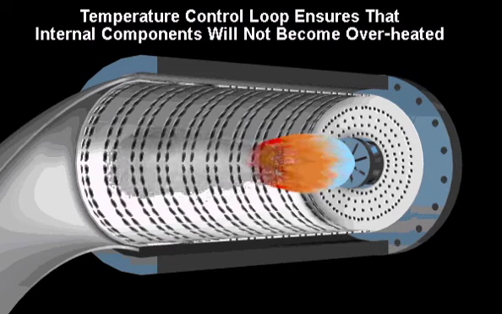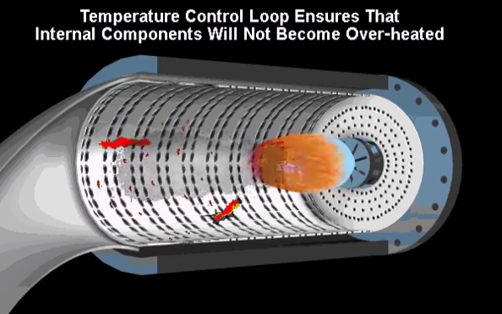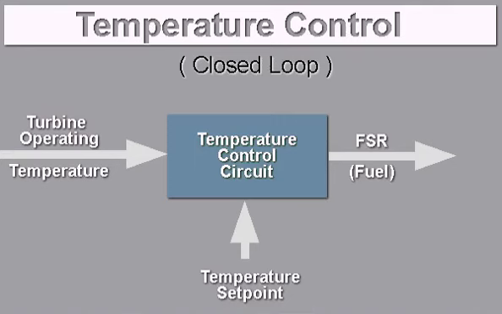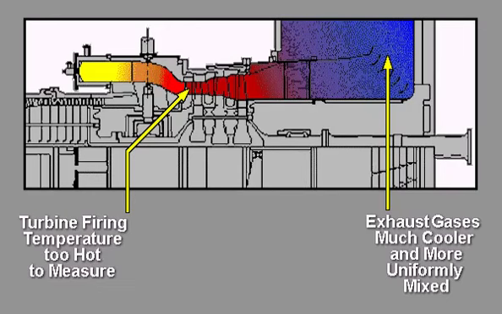The temperature control loop serves an important function. It ensures that the internal components will not become overheated while still producing optimum power. The temperature control loop is a closed loop that compares the turbine operating temperature to a temperature set point. It reduces the FSR, fuel, when necessary to assure that the temperature limit is not exceeded. The actual temperature that is limited is the turbine firing temperature, but this is too hot to measure. However, in the exhaust plenum, the exhaust gases are much cooler and more uniformly mixed.